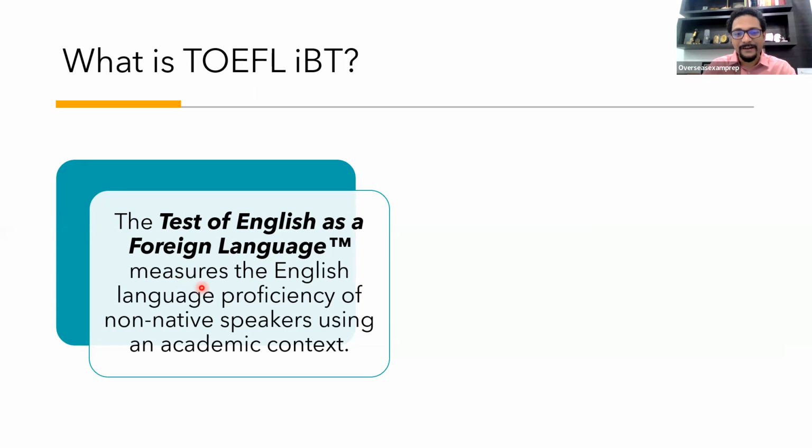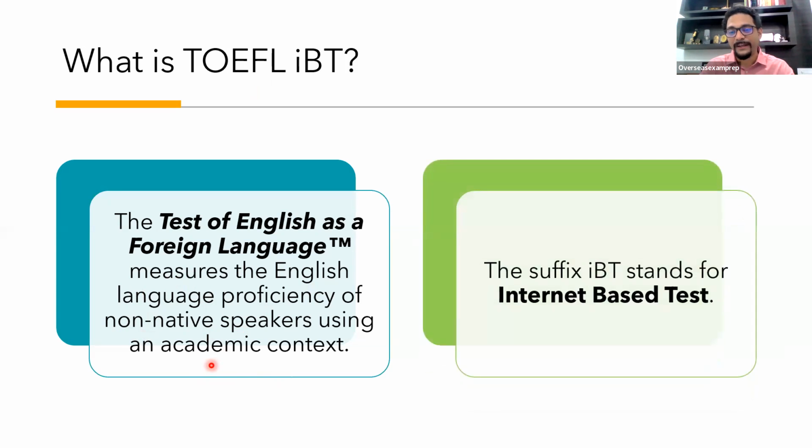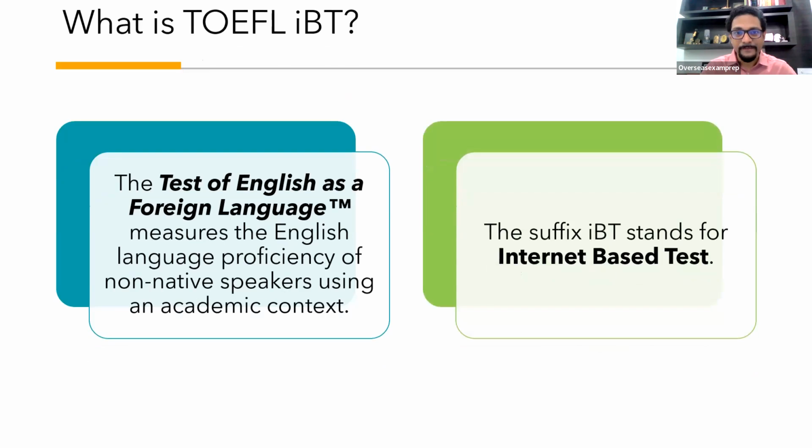And again, you can see it measures the English language proficiency of non-native speakers using an academic context. So this word academic is going to be a very, very important word throughout this presentation. And I'll tell you what the academic context is all about as well. Don't worry. The suffix iBT stands for internet-based test, which means this is a test that has to be taken on a computer. You either go to a test center or you sit at your home and you solve your paper from there. That's fine, but it has to be taken on a computer. This is a test which is downloaded real time and uploaded real time as well, leaving no trace on the computer on which it was delivered, right? So it's an internet-based test.